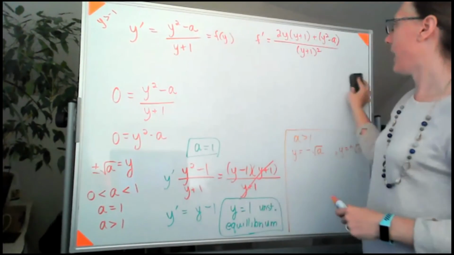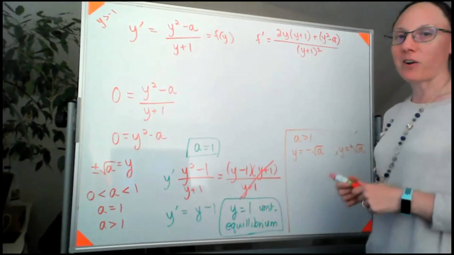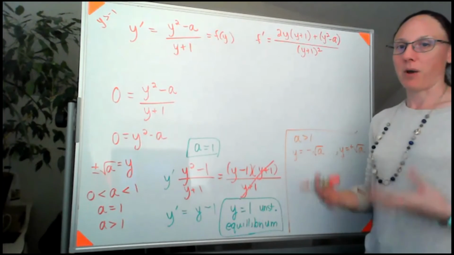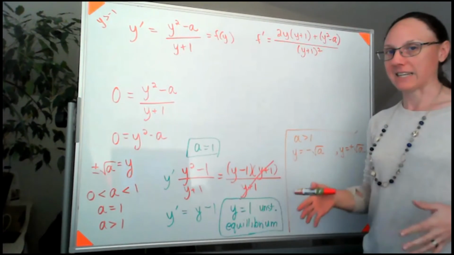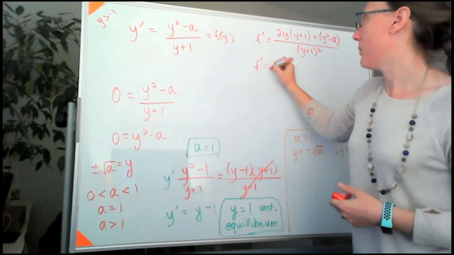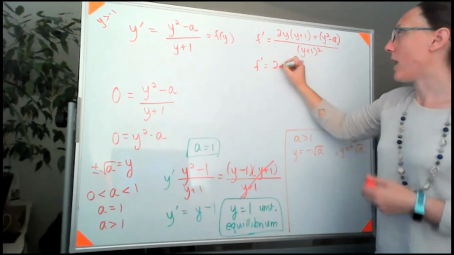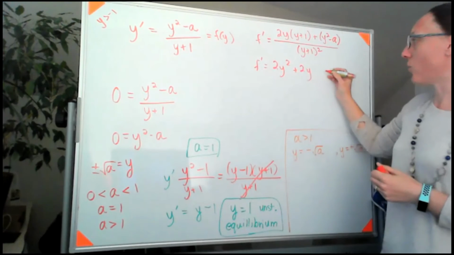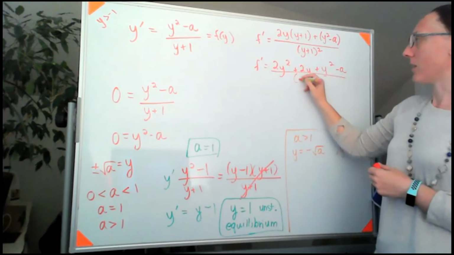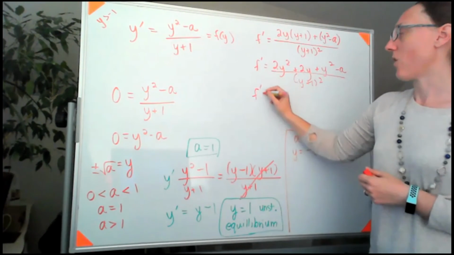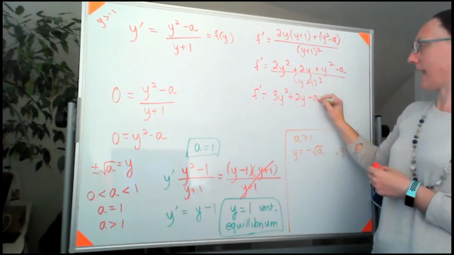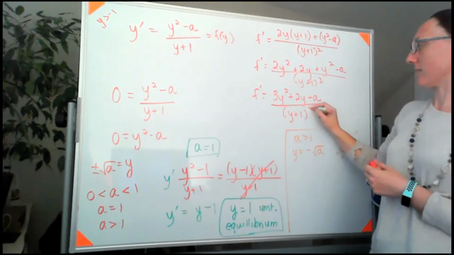It may look terrible, and it is, but remember, all we care about in terms of the stability criterion is, when we plug these points in, do we get a positive number or a negative number? That's it. I'm going to go ahead and multiply that out on the top. So I'll have 2y squared plus 2y plus y squared minus a, and the bottom, y plus 1 whole thing squared. So on the top, that's 3y squared plus 2y minus a all over y plus 1 squared.